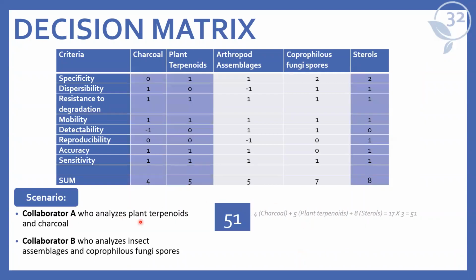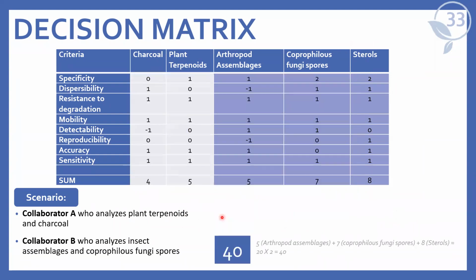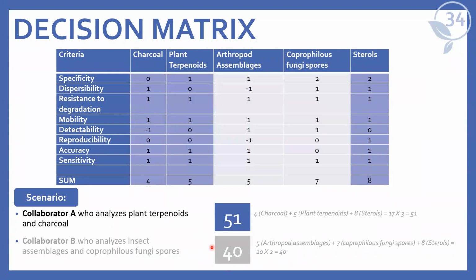Then we looked at collaborator A. We're doing the analysis on the sterols, but they can bring in the analysis from the plant terpenoids or the charcoal. Based on that analysis, and since they have proxies from the 3 different orthogonal groups, they have a combined study score of 51. If you go to collaborator B, who analyzes the insect assemblages and the fungi spores, they only have a study score of 40. So the best ideal study design would include collaborator A to have the better study score.